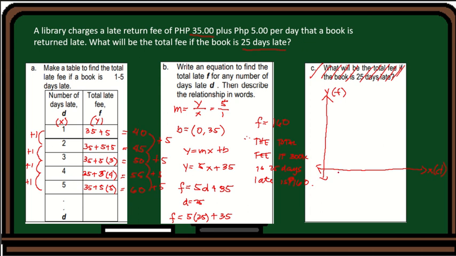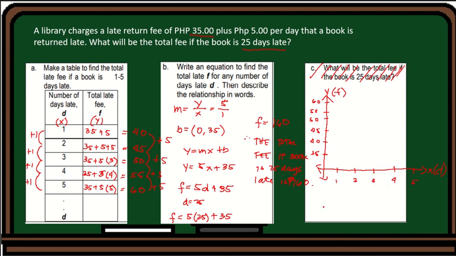So, we have 1, 2, 3, 4, 5. And for y, you will use the ones in your F column. So, we start with 35, since the 35 pesos is the rental fee. Followed by 40, 45, 50, 55, and 60. Okay. 1, 2, 3, 4, and 5.